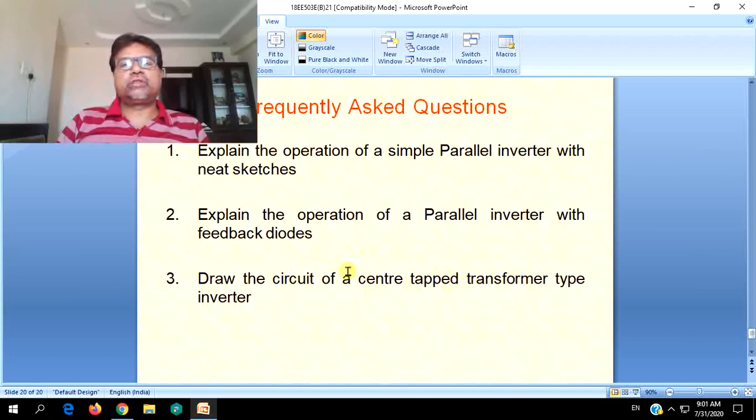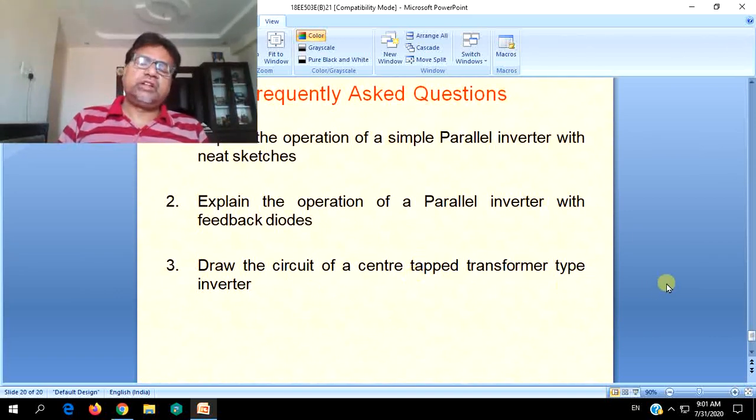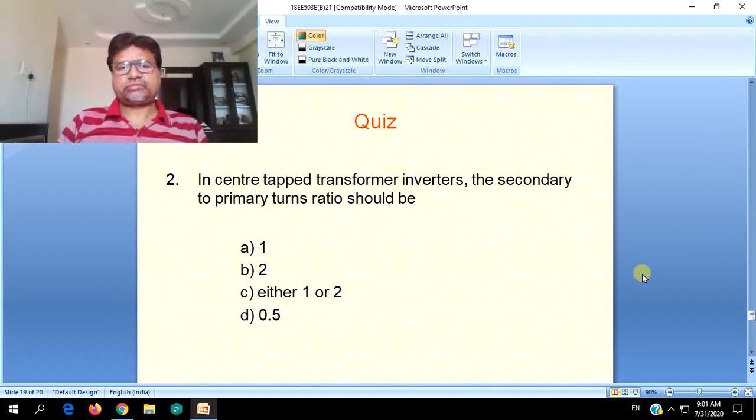Some frequently asked questions are: explain the operation of a simple parallel inverter with neat sketches, explain the operation of a parallel inverter with feedback diodes, draw the circuit of a center tap transformer type inverter. You can also be asked different types of questions like explain the discharging of the capacitors, or explain how the stored energy is fed back to the supply, how the stored energy inside the load inductance is utilized. So many questions can be asked likewise.